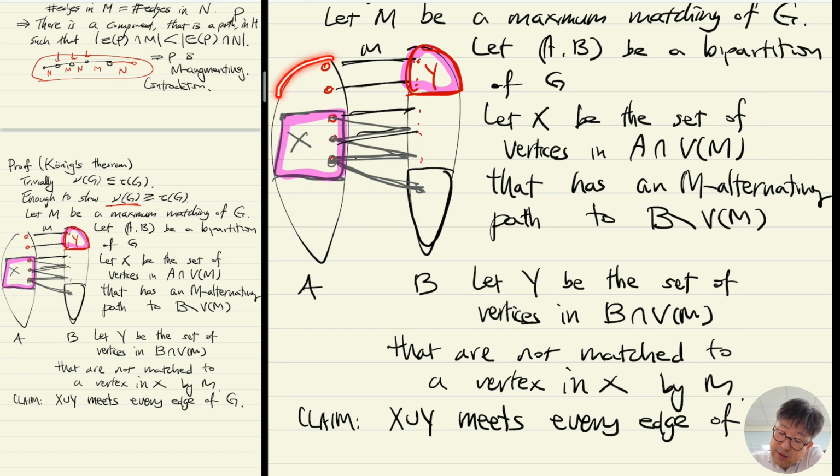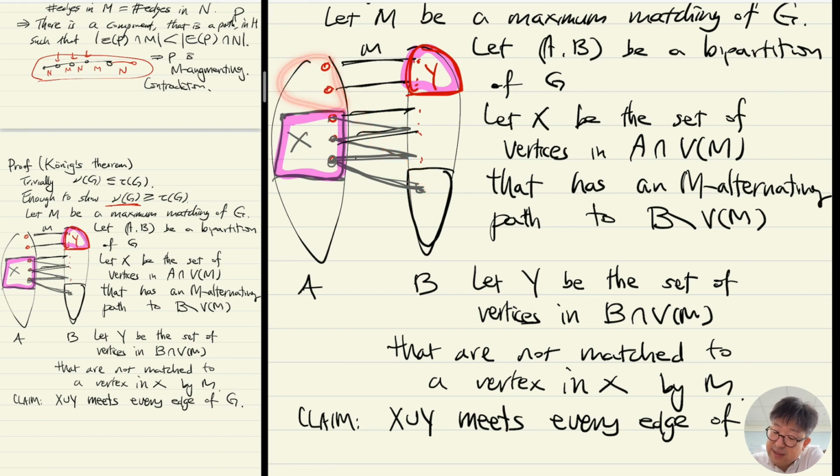How about these vertices? Well, if I have an edge like this, then I'm going to have an alternating path, which means I have to put this vertex in X, which is not the case. So I don't have edges like this. How about this? Again, the same reasoning. If I have an edge like this, I will have to put this vertex in X.